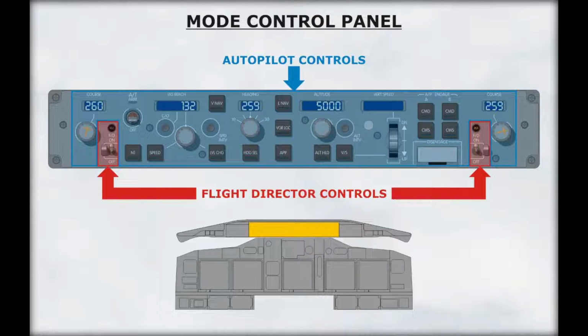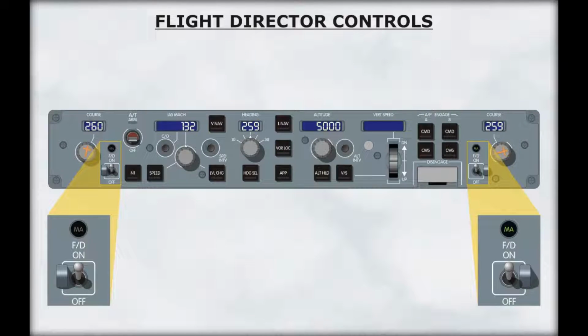Let's take a look at the controls and indicators associated with the Flight Director System. The controls and indicators for the Flight Director System are located on the left and right side of the Mode Control panel. The autopilot controls and indicators are located on the right. The flight directors are controlled by two on-off switches, one for each pilot. They are located on the left and right side of the Mode Control panel.